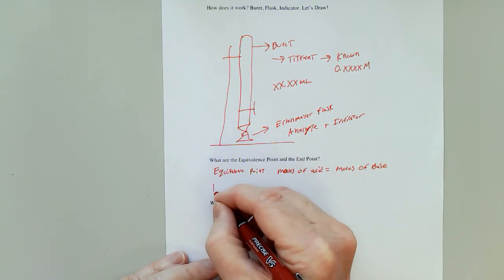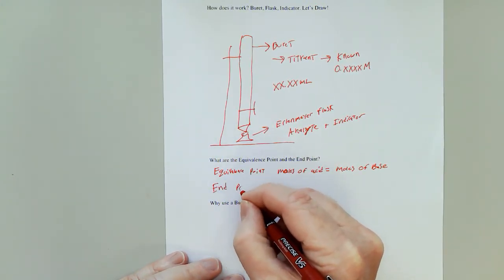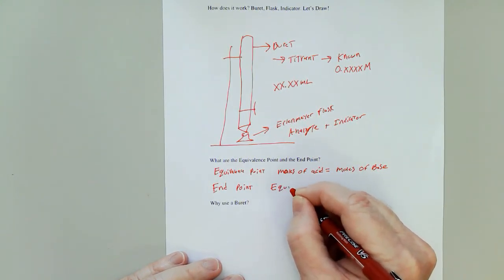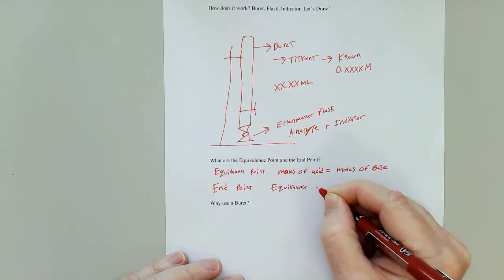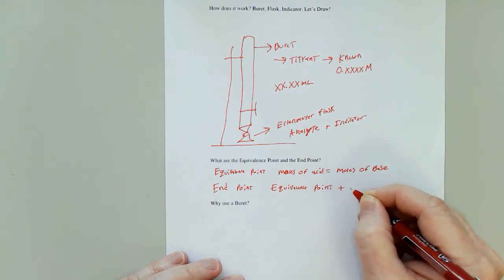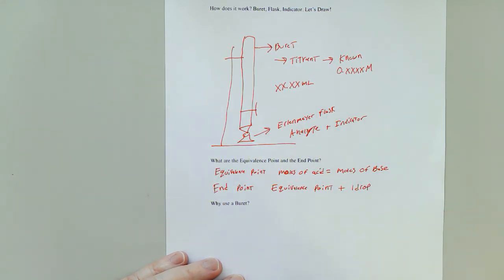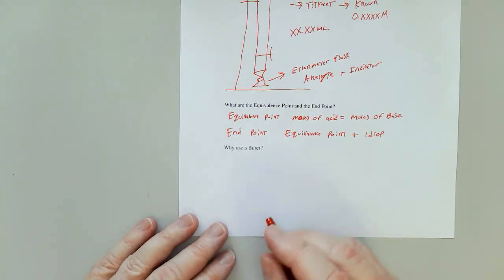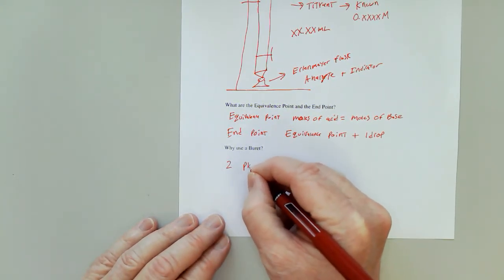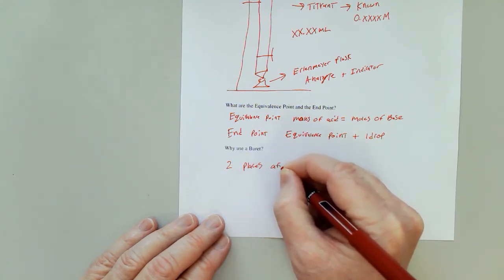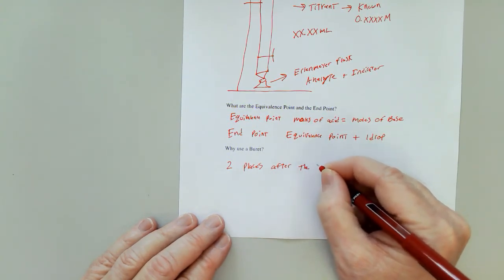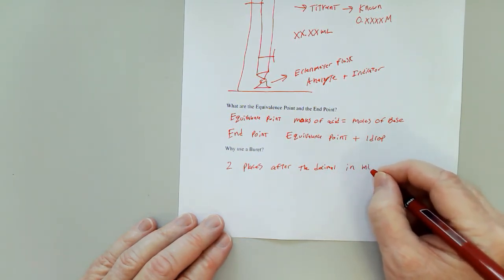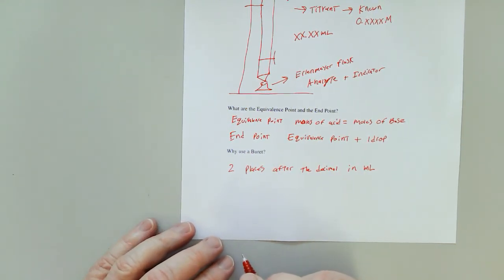Now you never really know when you get to the equivalence point, so we identify something called the end point, which is basically the equivalence point plus one drop. And that's going to be illustrated nicely in those videos you're going to go watch. So, the whole point in us using a burette is that it goes two places after the decimal in milliliters. So you can get 1/100th of a milliliter.